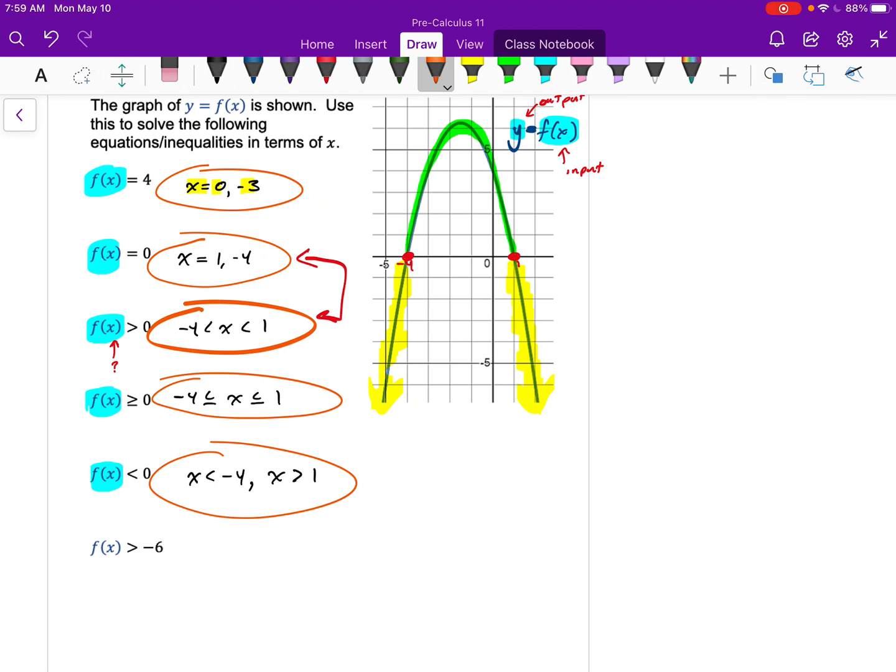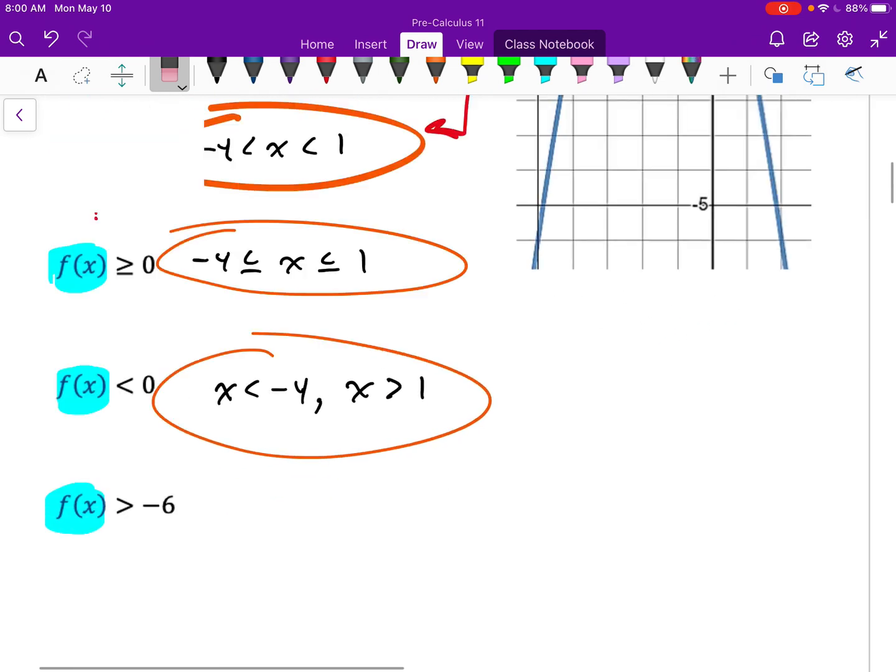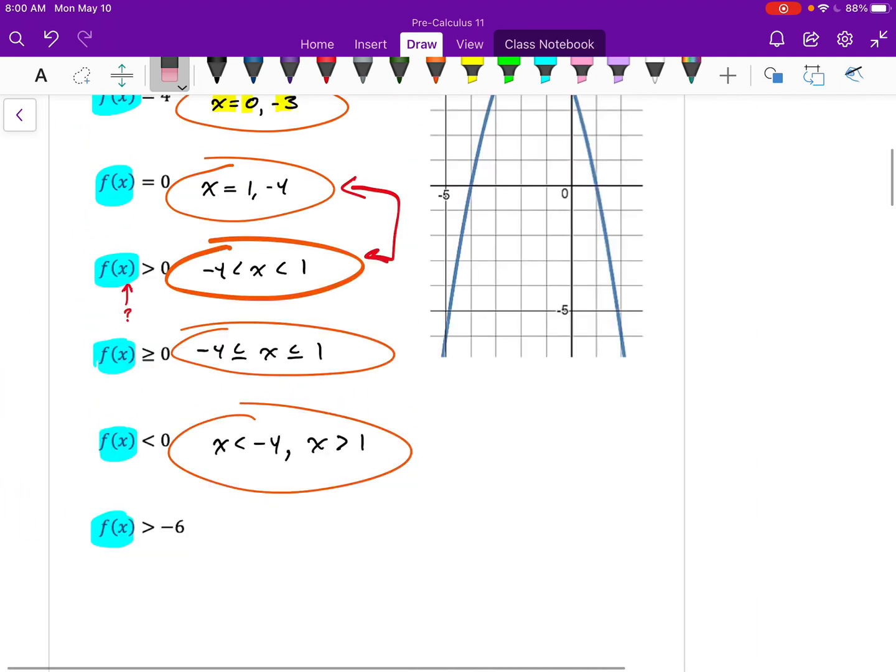Just like when you're solving an equation, it doesn't have to equal 0, so it's kind of nice if it does. And with an inequality, it doesn't have to be greater than or equal to 0. In this case, what about if it's greater than -6? So I've kind of drawn on this graph a lot. Let me clean this up. So that again means where the output is more than -6. So -6 is right here.